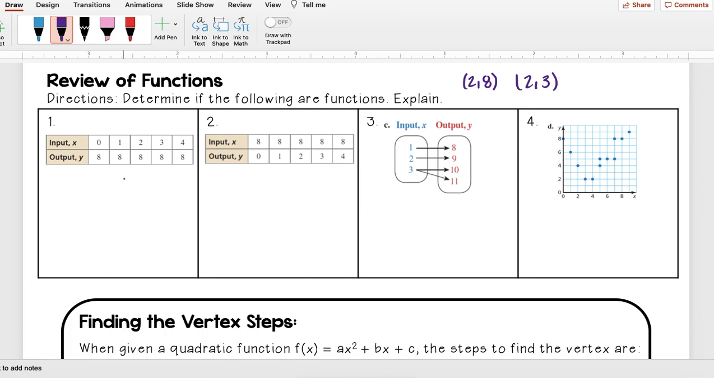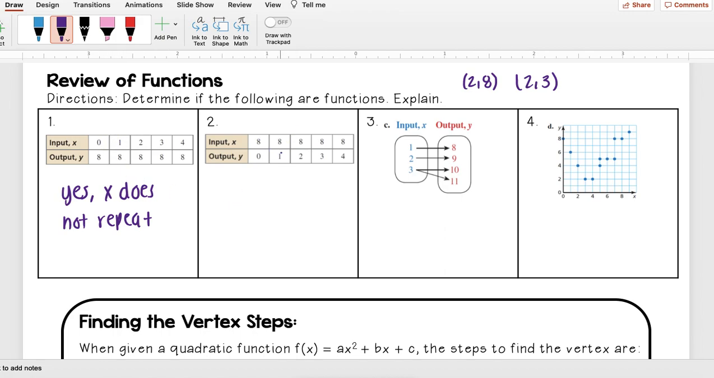So looking at a table, to see whether this is a function, I'm looking to see if my x repeats at all. And I see I have 0, 1, 2, 3, 4. X doesn't repeat, so I'm good. It's okay that y repeats. That's okay, it only matters whether x repeats.